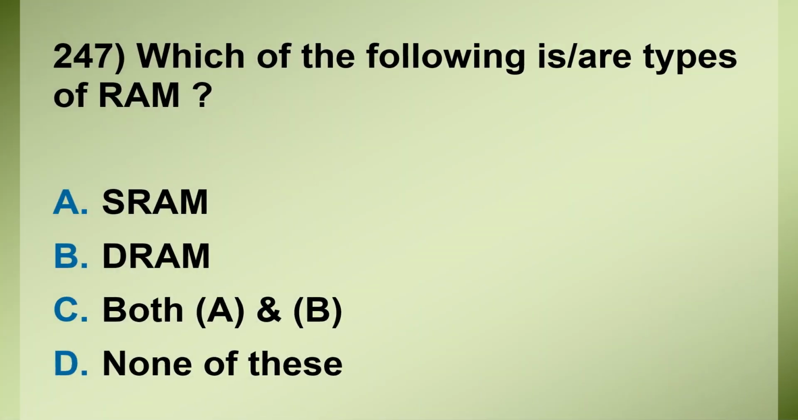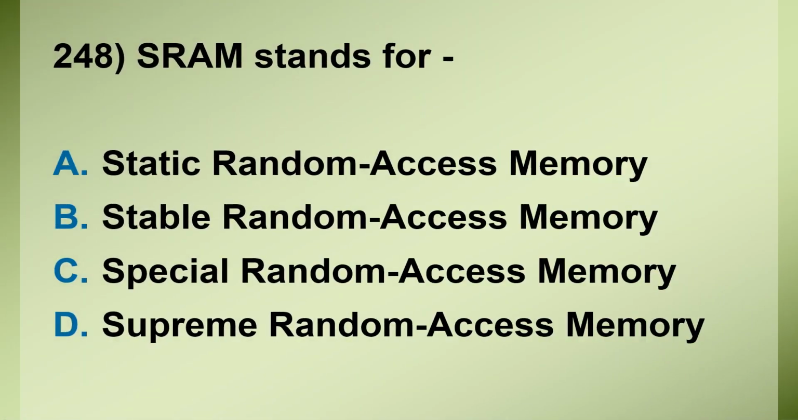Which of the following are types of RAM? SRAM and DRAM. So the options are both, A and B. SRAM stands for static random access memory.